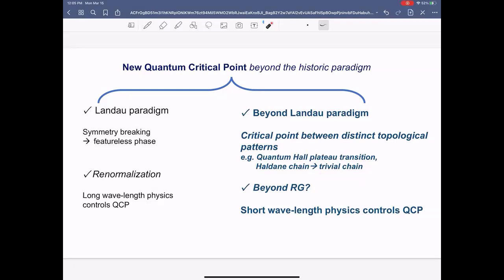And second, historically, the understanding about critical phenomenon was mainly engendered by the renormalization group picture. The essence of renormalization group lies in the fact that the long wavelength physics becomes very important at a critical point, and it is the long wavelength physics or long wavelength method which controls the quantum critical point. However, today we will encounter an example such that at a quantum critical point, such kind of theory is beyond the usual understanding of renormalization. In particular, at a quantum critical point, it turns out that the short wavelength physics or short wavelength mode can be very important, and it will even control the quantum critical behavior.